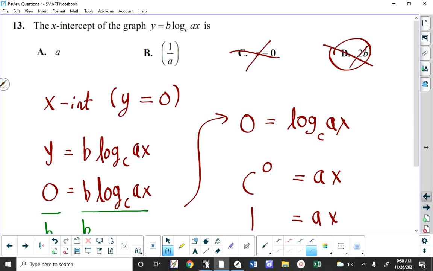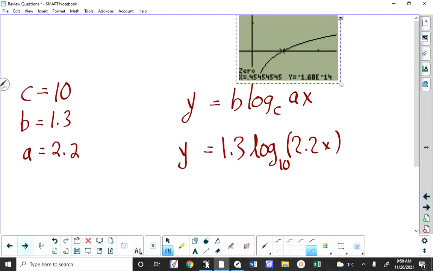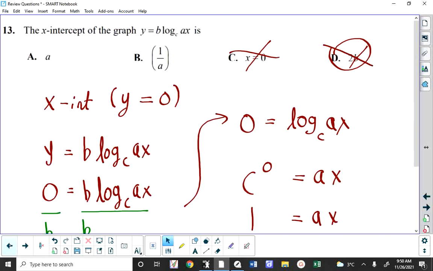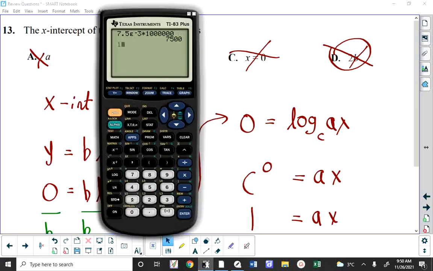It's not 2b. Is it A? Maybe it's A. Well, we chose A as 2.2, and we got 0.454545. It's not A. By process of elimination, and I left B for the last one because we know it's the answer. Is it 1 over A? Well, what do we get when we take 1 divided by the value that we chose for A? You get 0.454545. So even though they don't give you any of the parameters, you could make some up and kind of reverse engineer which answer is correct.